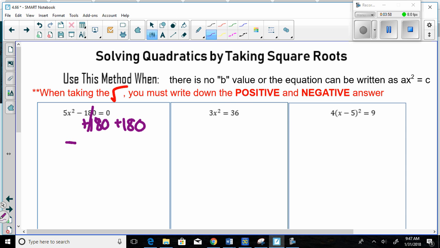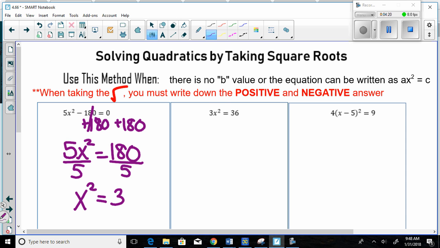And I end up getting 5x squared equals what? 180. I don't know what's wrong with this board today. So write that down in the first box. Then Warren, how do I get rid of that 5? Divide it, right? And I end up getting x squared equals, when you divide it, you end up getting 36.